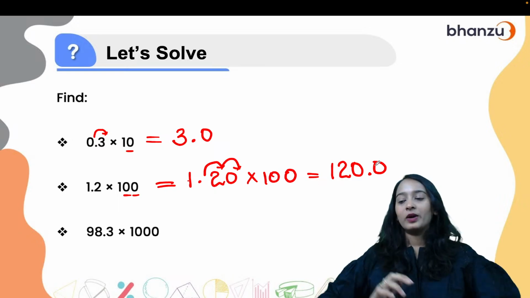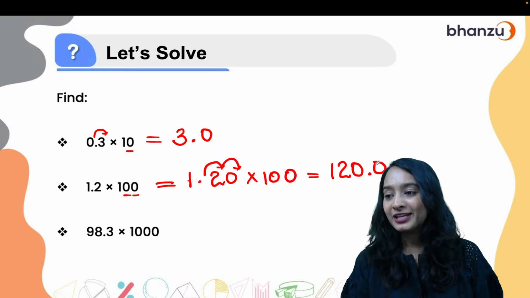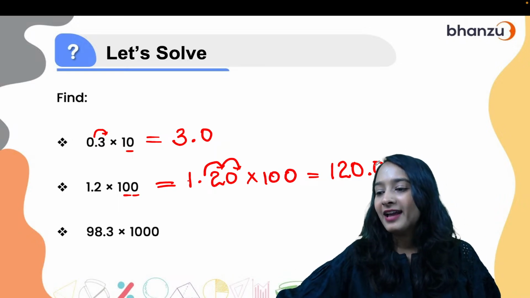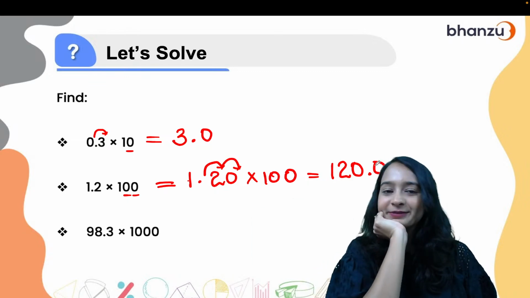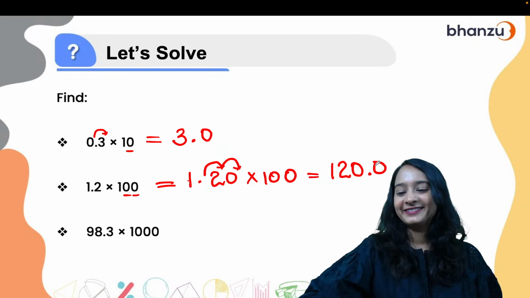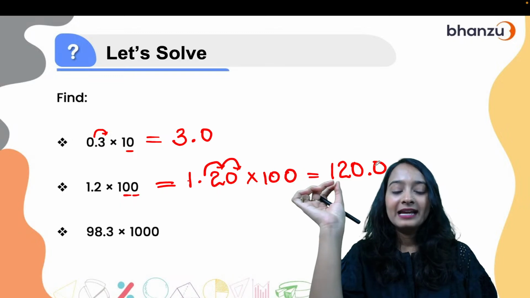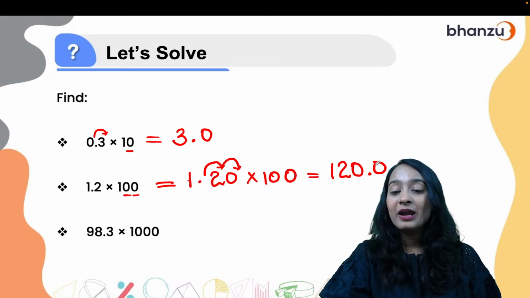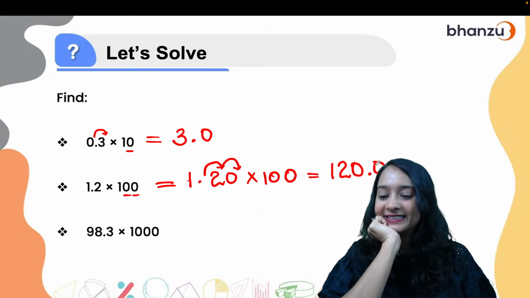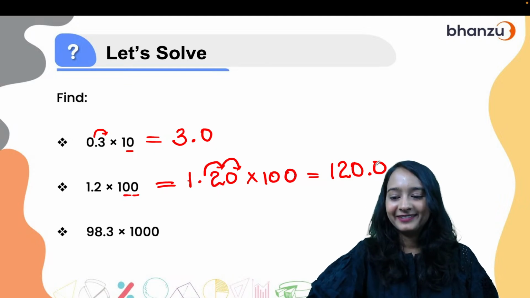Alright. Ashish, you tell me. What is going to be the next one? What would be the answer for the next one here? Come on, come on. I want you to tell me in the live chat. What is going to be the answer? You're multiplying 98.3 with 1000. What is going to be the answer here?